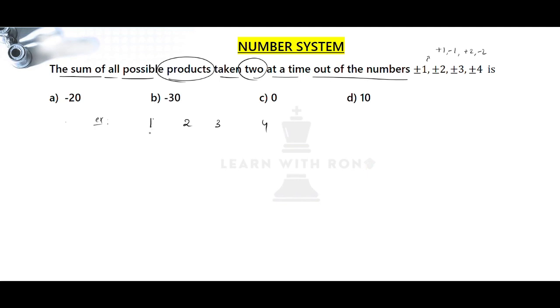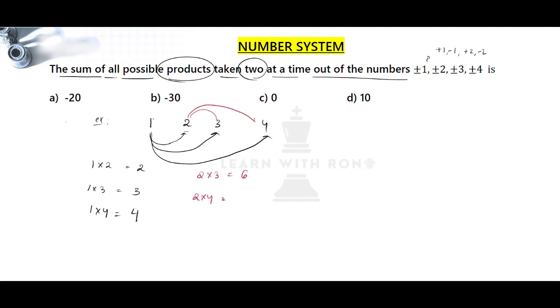If I take 1, products taken 2 at a time: 1 multiplied with 2, I get 2. 1 multiplied with 3, I get 3. 1 multiplied with 4, I get 4. Now if I take 2, 2 multiplied with 3, I get 6. 2 multiplied with 4, I get 8. Now taking 3, 3 multiplied with 4, I get 12. They asked us to find the sum of all of them. So adding all these products: 2 plus 3 is 5, 5 plus 4 is 9, 9 plus 6 is 15, 15 plus 8 is 23, 23 plus 12 is 35. So we got the sum 35.